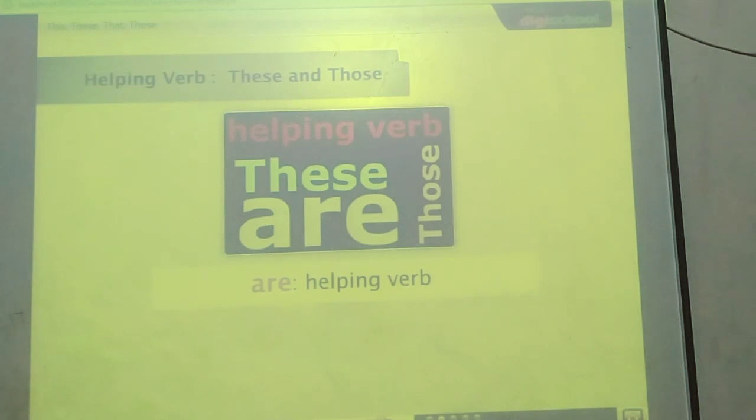Now, you should use the helping verb are in a sentence with the pronoun these and those because you are pointing out to more than one person, place, animal or thing. Now, let's look at some more sentences that use the pronouns this, these, that and those along with the helping verbs is and are.